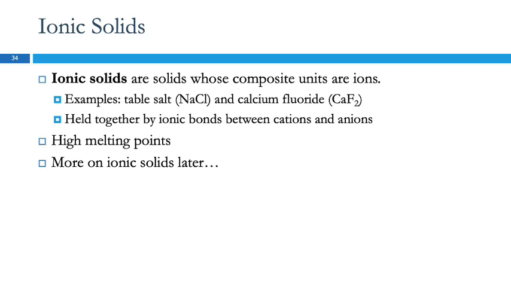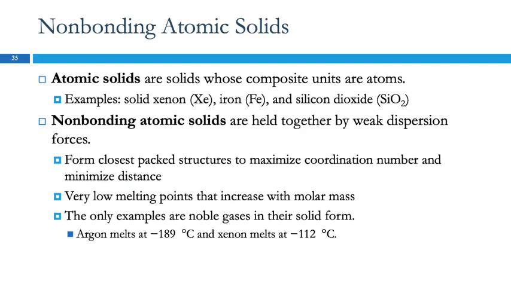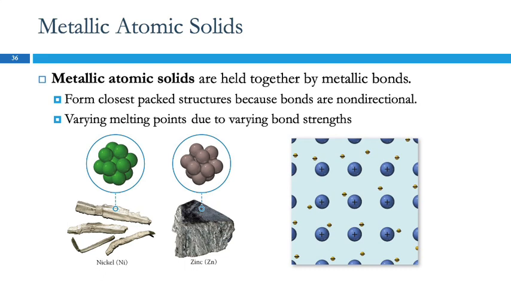Ionic solids, again, composed of ions, and as this says, more on ionic solids later. Non-bonding, the non-bonding ones, noble gases, metallic atomic solids, these are the metals, and this is an illustration of that metallic bonding model where each of these atoms has valence electrons that are kind of loose, and so they'll travel around. And so this holds the atoms together.